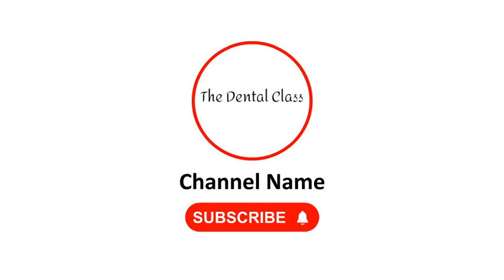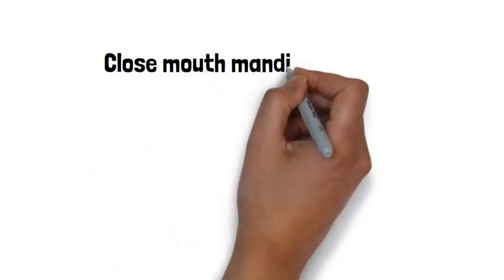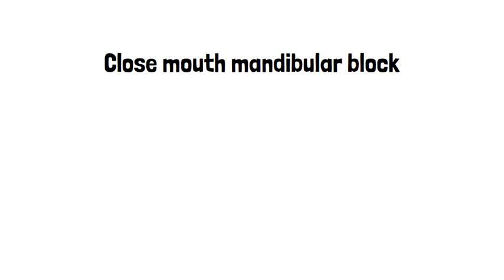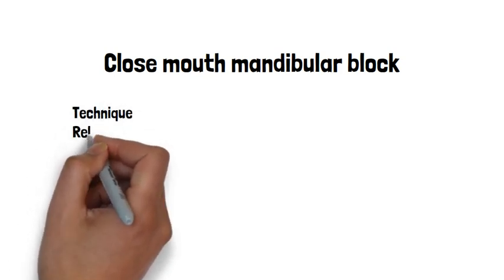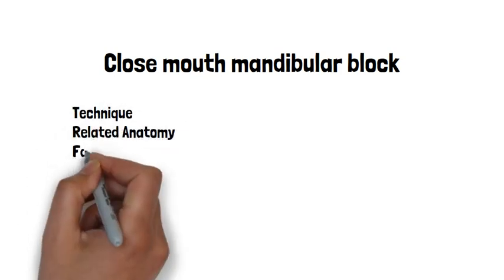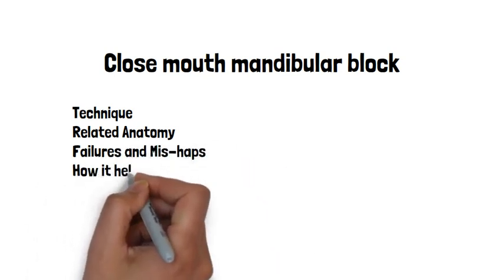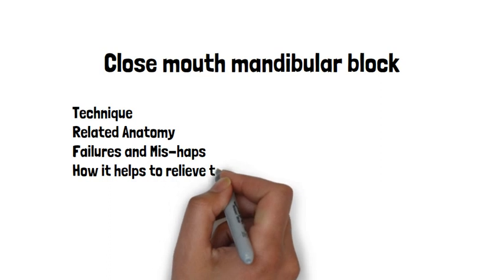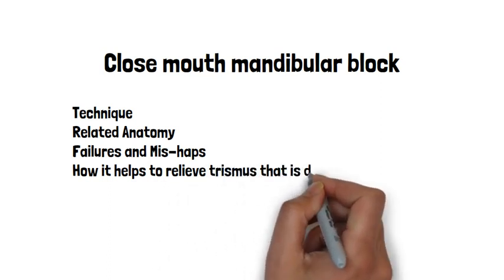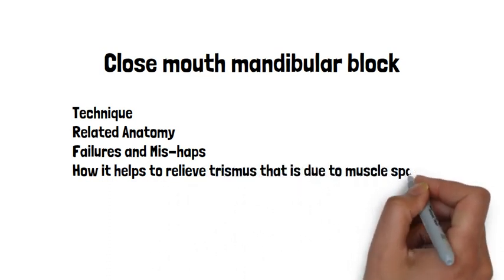Let's start with today's topic. Today's content is about the closed mandibular block, and I'll be telling you about the technique, the related anatomy, the failures and mishaps associated with the closed mouth mandibular block, and how it helps to relieve the trismus that is due to the muscle spasm.